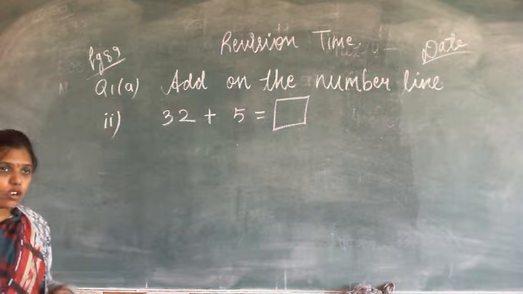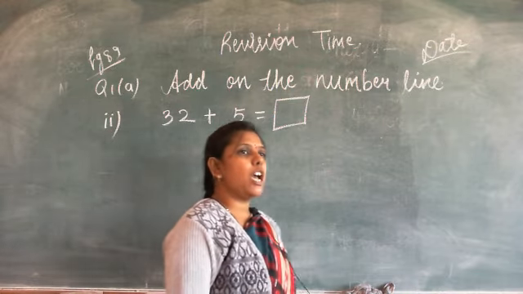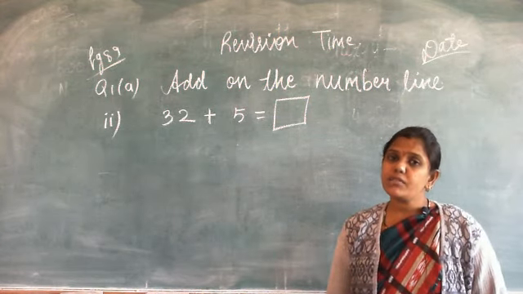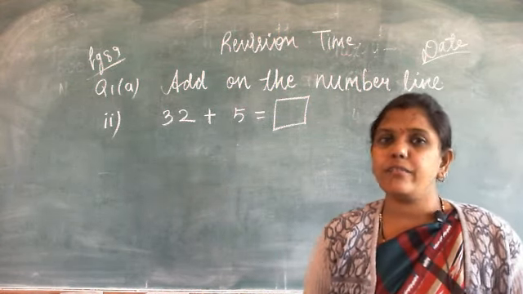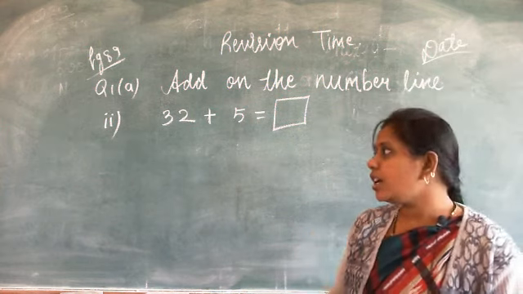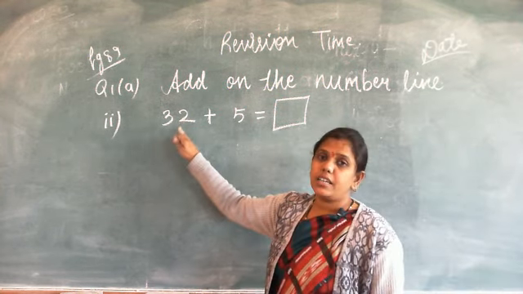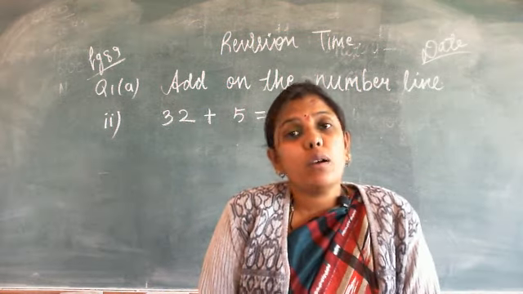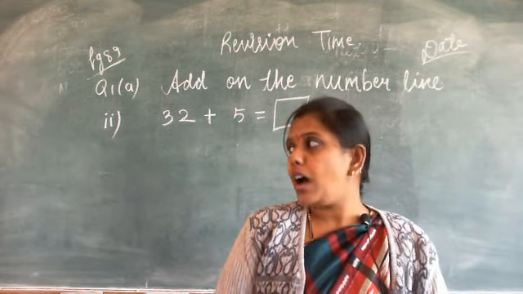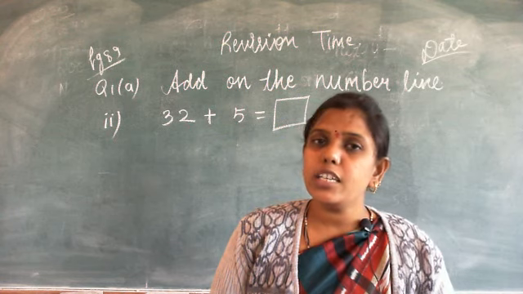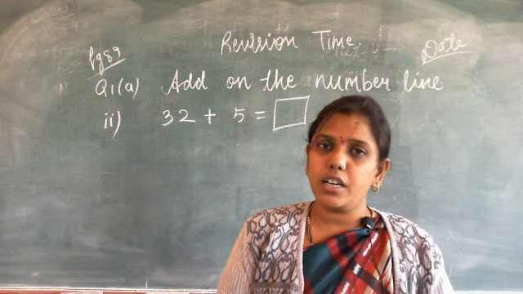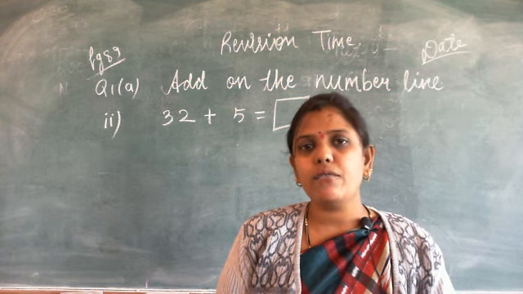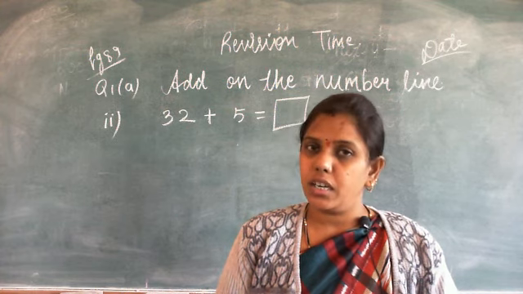Now again we have to draw the number line and we have to write the numbers on the number line. But which numbers we have to write on the number line? That will depend on our question, that which number is written here. So here number is 32. तो हमें नंबर लाइन पे वो नंबर्स लिखने हैं जिसमें 32 आएगा. So 32 कौन सी सीरीज में आएगा? 31, 32, 33. So we will start writing the numbers on the number line from 30 or 31.